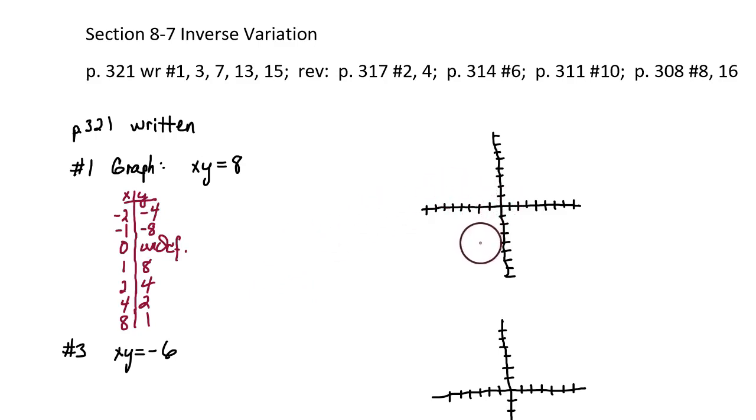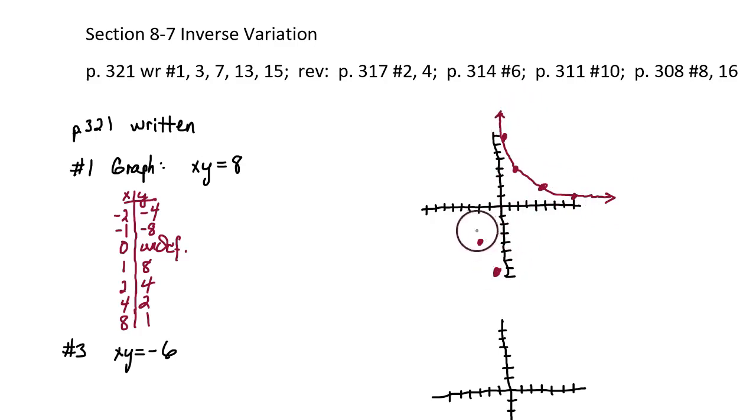-2, -4 is located here. -1, -8 is located here. There was no dot that had an x value of 0. And then 1, 8 is up here. 2, 4 here. 4, 2, and 8, 1. Using the y-axis as an asymptote and the x-axis as an asymptote, we get a hyperbola branch.